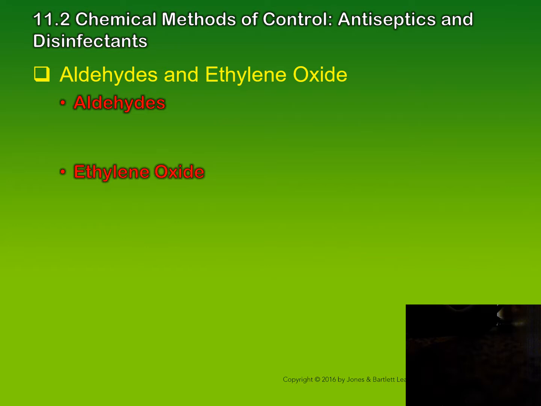Aldehydes and ethylene oxide are quite detrimental to the bacteria. Formaldehyde is sort of your standard, that's what will preserve something. Those of you who have had classes where you have to dissect something almost always have the animal that you're going to dissect stored in formaldehyde. Glutaraldehyde is just another derivative of formaldehyde. Ethylene oxide is a sterilizing gas.